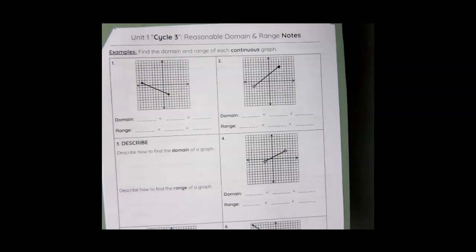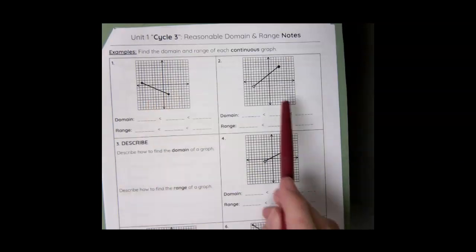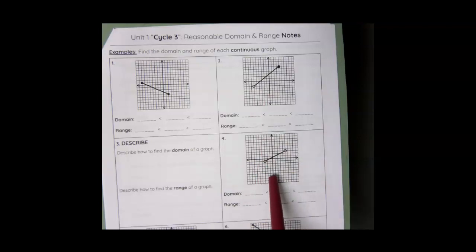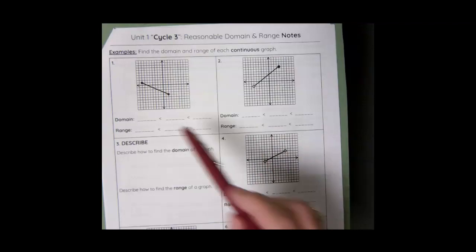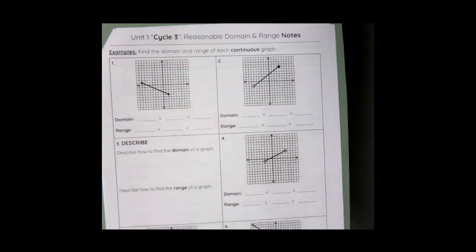So first of all, these graphs are continuous because they are lines. They are not a bunch of dots, they are lines. So that makes them continuous. So we're going to find the domain and range of each continuous graph.